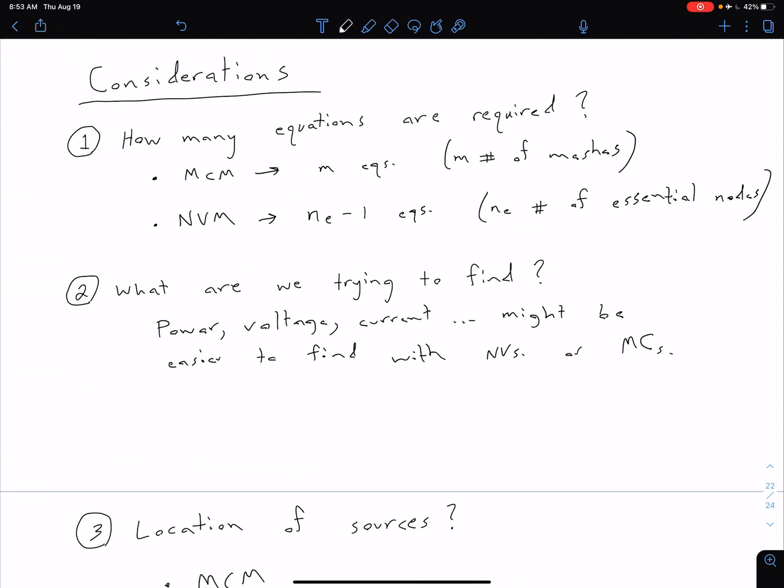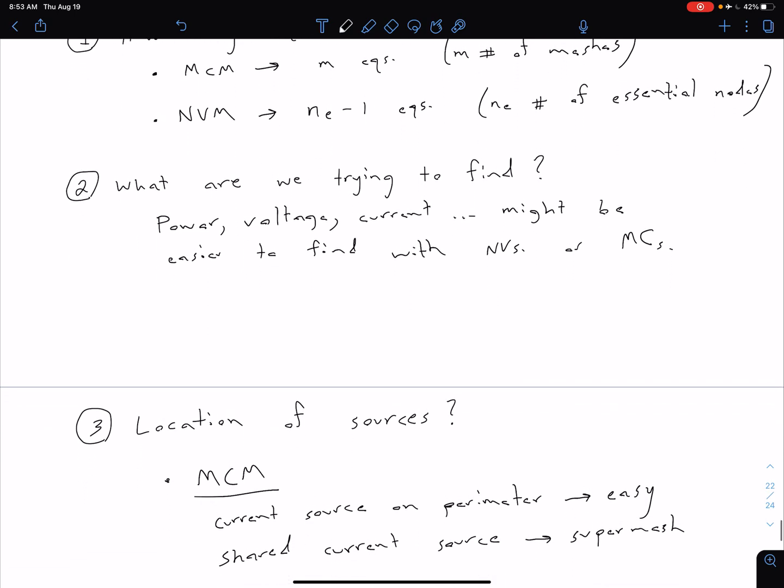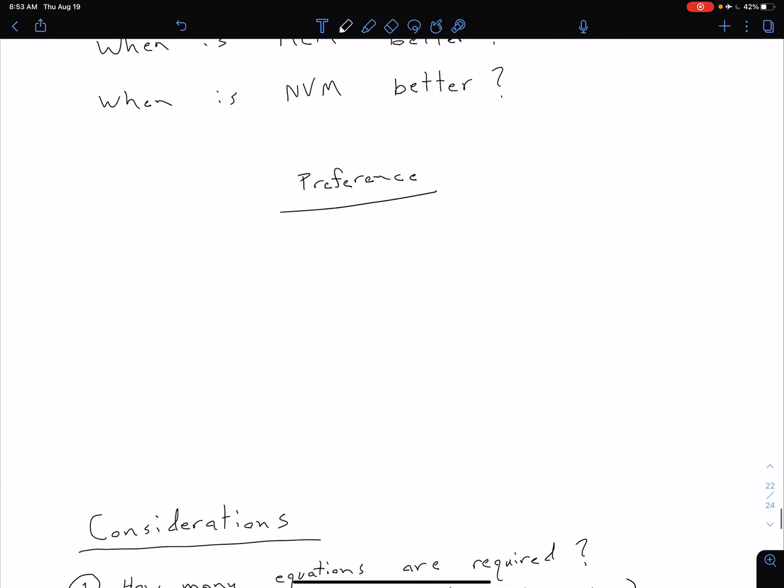Something else to keep in mind, of course, is that in class, for an exam or for a homework problem, I might be telling you that you need to use a certain method. But this is more for beyond this class as you're working problems. This can be a useful guide in terms of when mesh current method might be easier, when node voltage might be easier. But again, ultimately, it's going to come down to your preference.